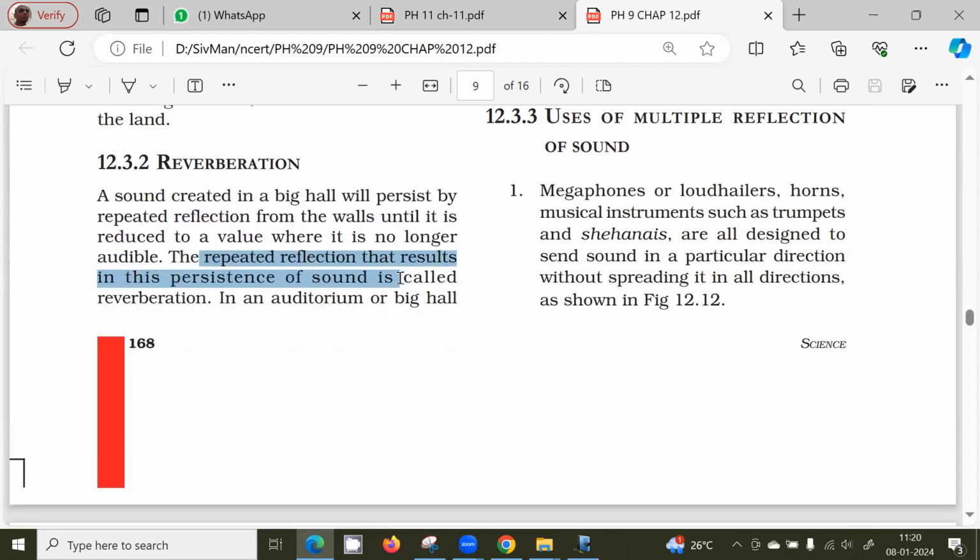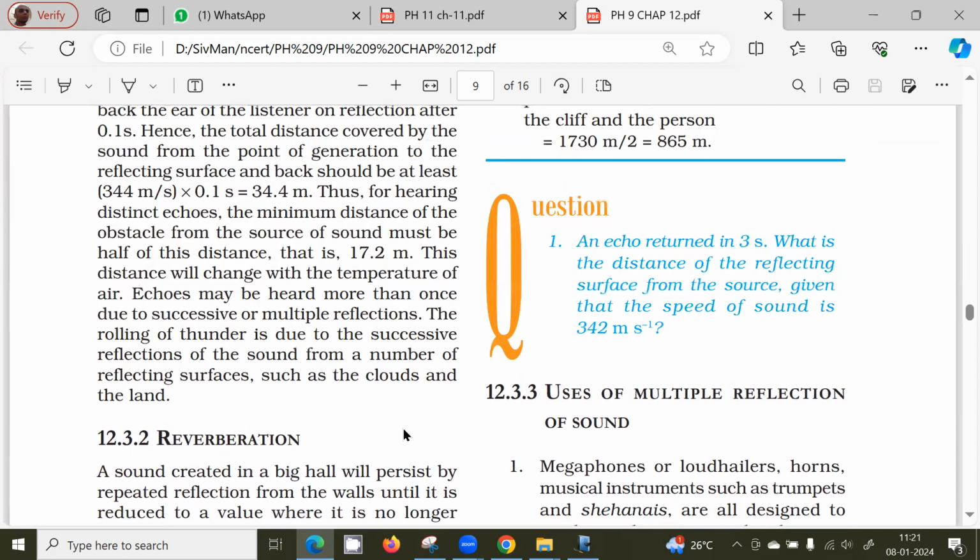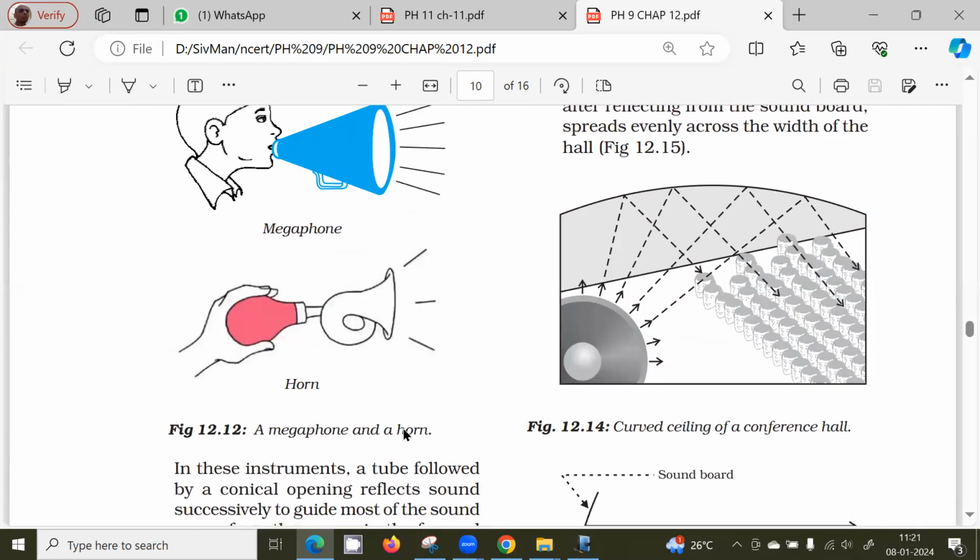Repeated reflection that results from persistence of sound is called reverberation.